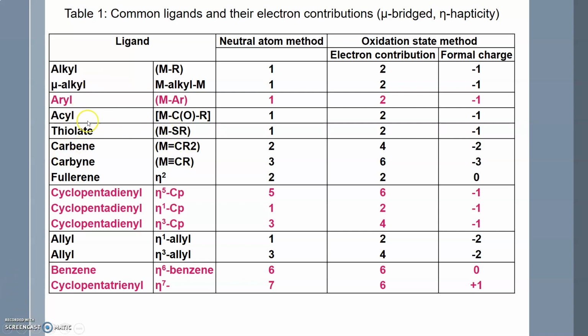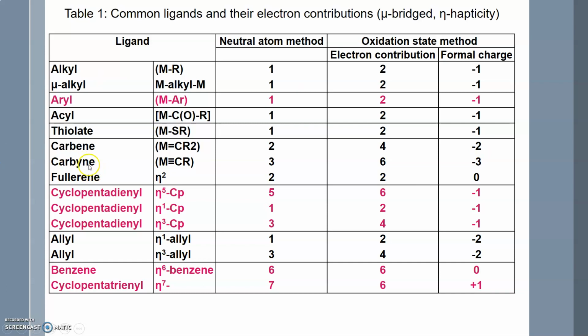When you come to carbene and carbyne, now, in the case of carbene, which is M double bond CR2, the neutral atom method considers the electron count as 2, whereas the oxidation state method considers the electron count as 4 because the formal charge on carbene is considered as -2.